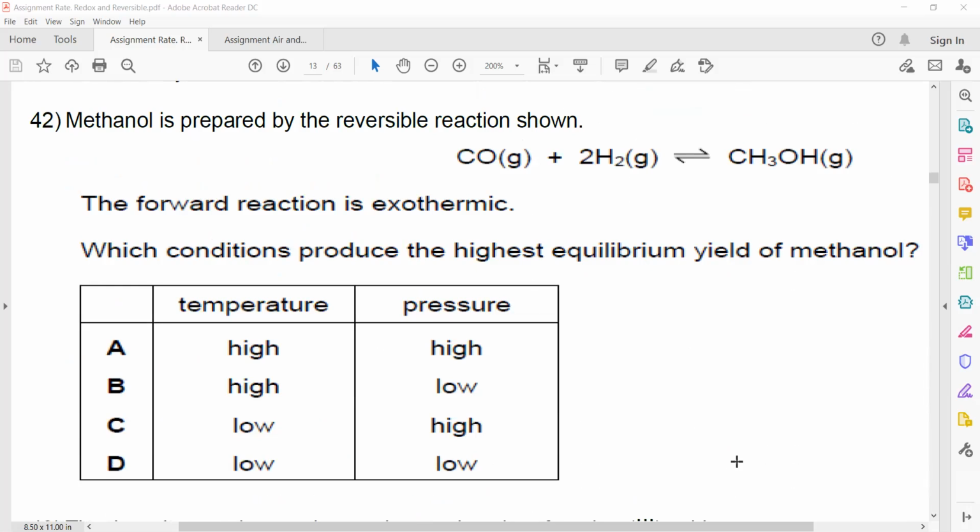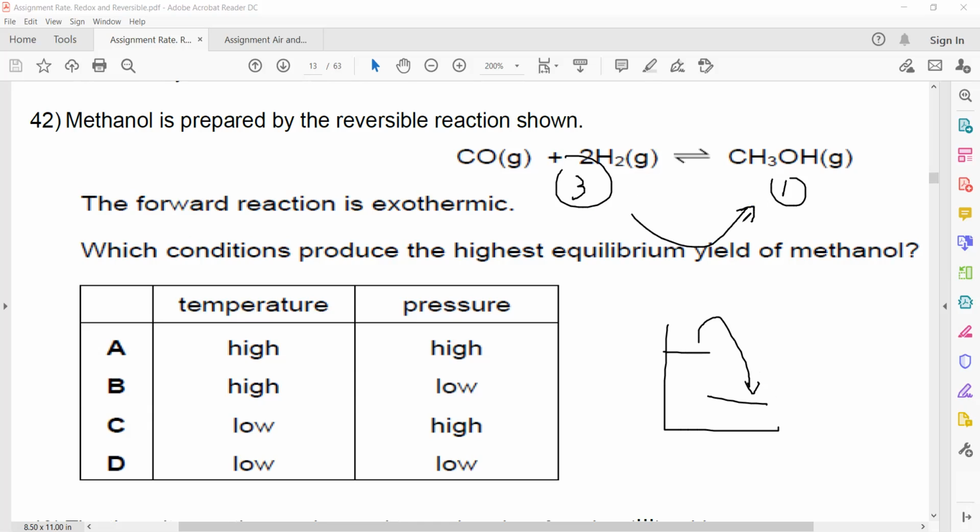The forward reaction is exothermic. Which condition produces the highest equilibrium yield of methanol? C is the right answer because the reaction is exothermic, so reactant has high energy, product has low energy. So you should decrease the temperature and pressure. 3 moles of reactant, 1 mole of product, so equilibrium shifts towards right hand side if you increase the pressure.